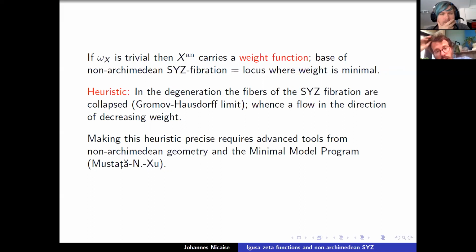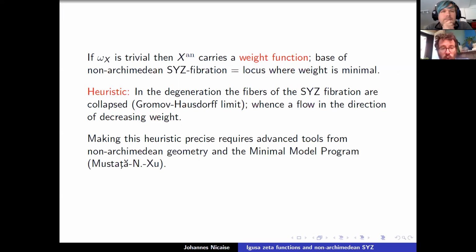So what is the heuristic that we borrow from mirror symmetry? In the degeneration, the idea is that the fibers of the SYZ fibration are collapsed in the sense of Gromov-Hausdorff convergence, as was explained by Dimitri. So we can think of this as inducing a flow in the direction of decreasing weight, because we arrive in the skeleton, the locus where the weight function is minimal. So if you believe this non-Archimedean version of mirror symmetry that was proposed by Kontsevich and Soibelman, then you expect that something like this should hold.